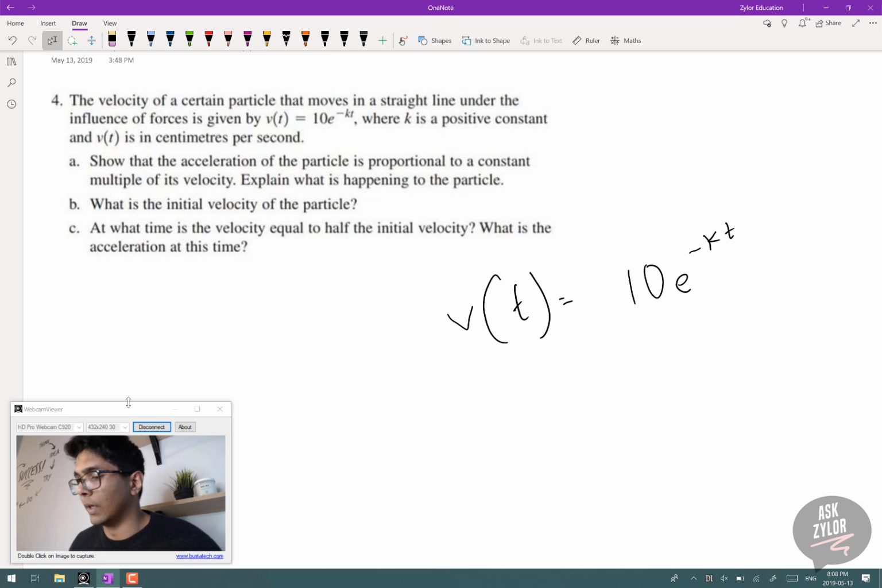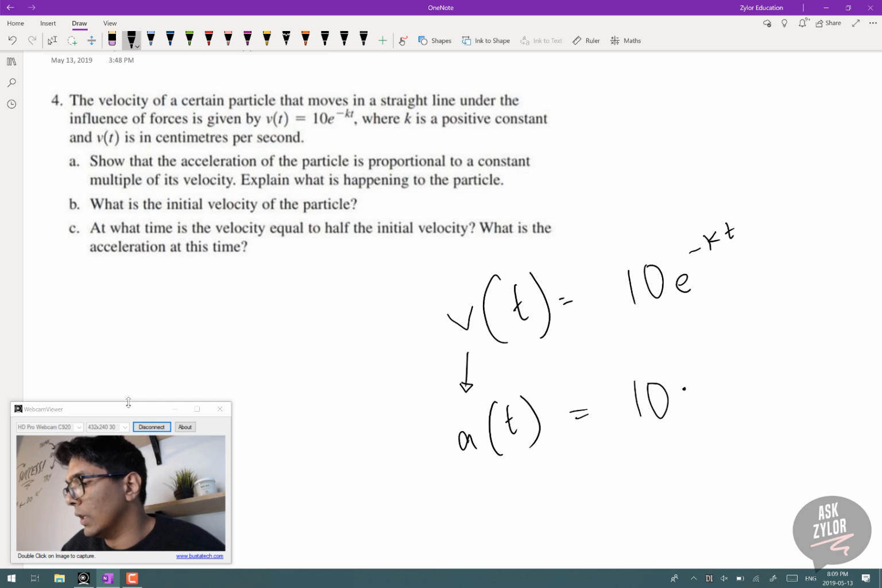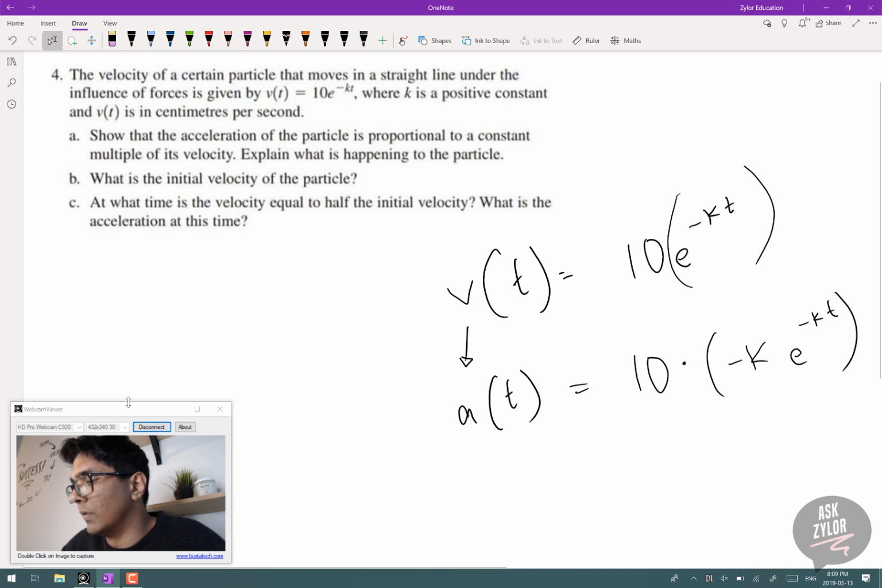So what we should be doing is trying to find the derivative of my velocity to get my acceleration function, right? So the derivative of my velocity would end up being 10, I'm going to leave that the way it is, and I'm going to look at e to the power of negative kt. So e to the power of negative kt will yield me negative k, e negative kt, right? Negative k is a positive number, right? The negative makes it a negative, obviously.